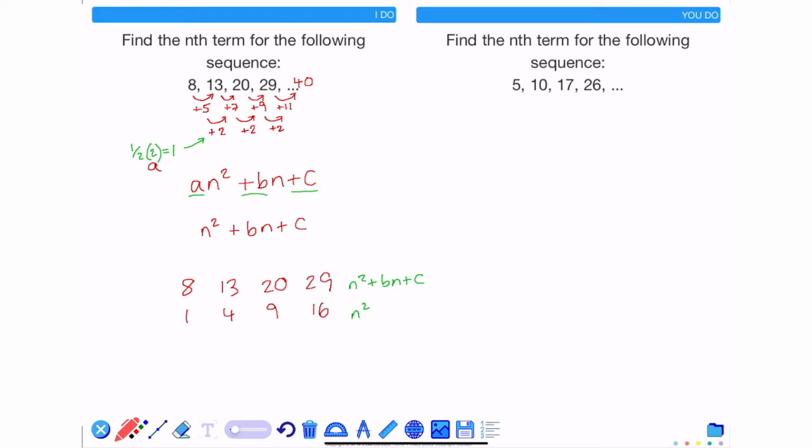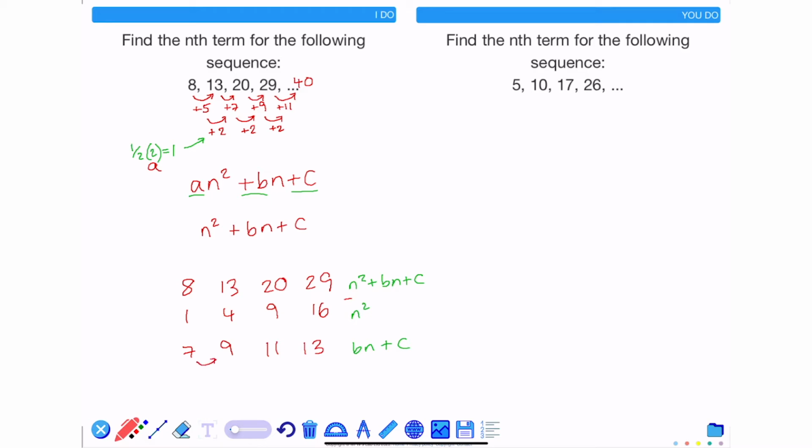Now looking at my two rules, you'll notice that if I was to take away these two rules, n squared take away n squared would give me nothing. But it would leave me bn plus c. If I was to then look at this sequence and say 8 minus 1, well that's 7, 13 minus 4 is 9, 20 minus 9 is 11, and 29 minus 16 is 13. We can now see that I've got a linear sequence, which is represented by bn plus c.